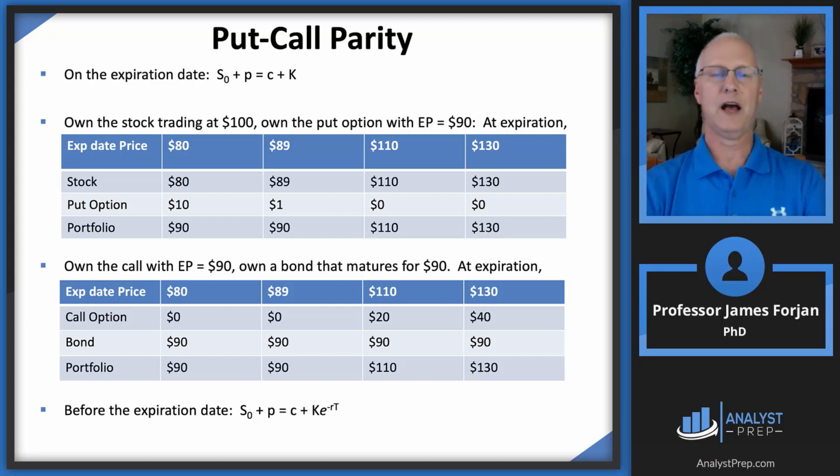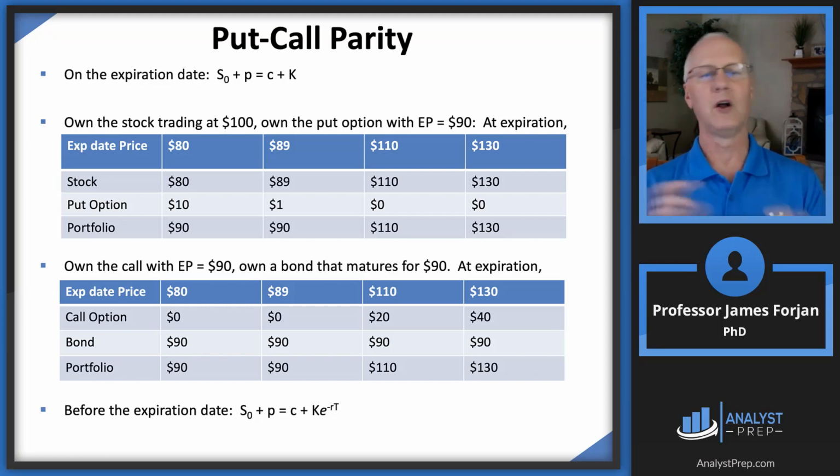All right, take a deep breath now. Let's forget about that portfolio and let's do something else. Let's suppose we have a different portfolio in which we own the call option that has an exercise price of 90 and we own a bond that matures for $90. And let's put a comma there. This is going to be a risk-free bond so that there is no uncertainty about that $90 receipt at the maturity date of the bond. And just for simplicity's sake, let's suppose this is a zero coupon bond.